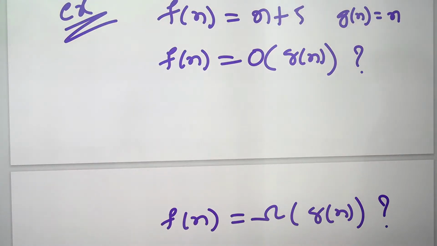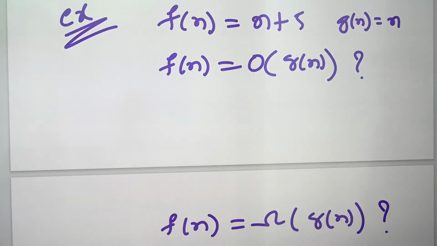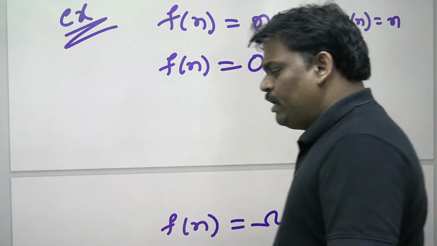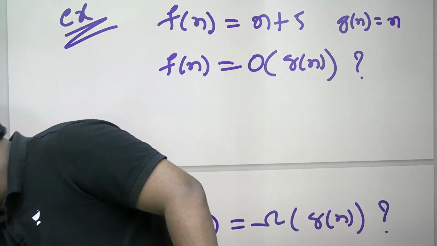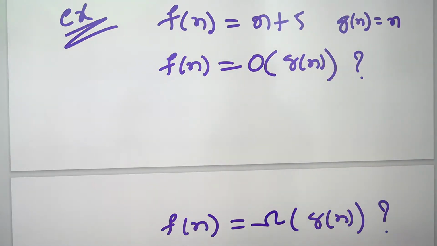F of n is n plus 5, g of n is n. F of n is big O of g of n. Is it possible or not? F of n is omega of g of n. Is it possible or not? I want an answer from you, both the things. We did a lot of work today, right? Can you confirm in these two which is possible, which is not possible? Possible.